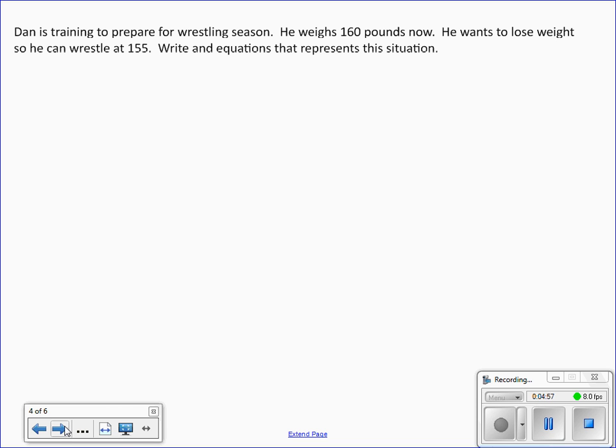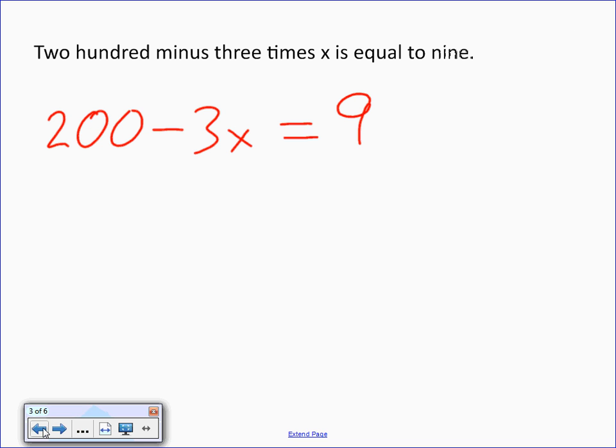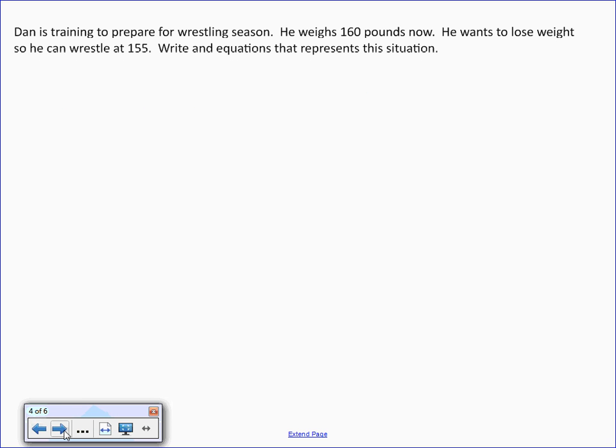Next we're here. A lot of times we don't see these problems like this in our everyday life. It's going to be more like this type of problem. Dan is training to prepare for wrestling season. Right now he weighs 160 pounds. He wants to lose weight so he can wrestle at 155 pounds. Write an equation that represents the situation.